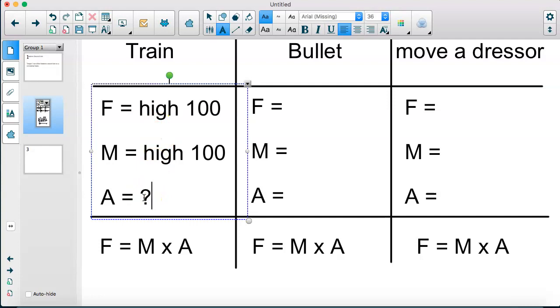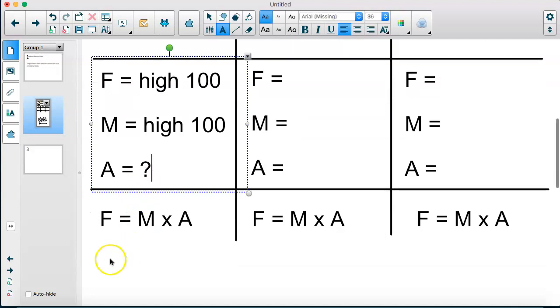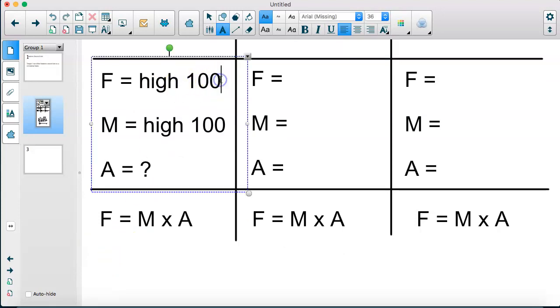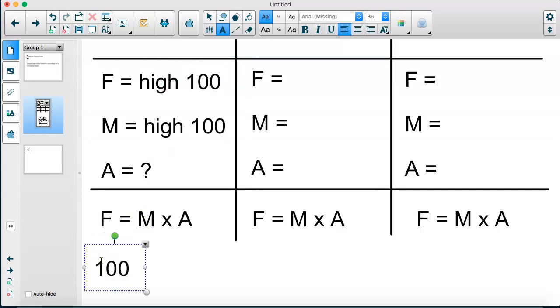So what we're trying to figure out in this situation is how fast is this train going to accelerate? Is it going to accelerate very quickly, or is it not going to accelerate very quickly? Well, to do that, we can simply look at this equation. If the force is 100, then we can substitute 100 in for F. And if the mass is also 100, we can substitute 100 in for the mass. Now, we don't know the acceleration right now, but that's okay. We're just trying to figure it out.